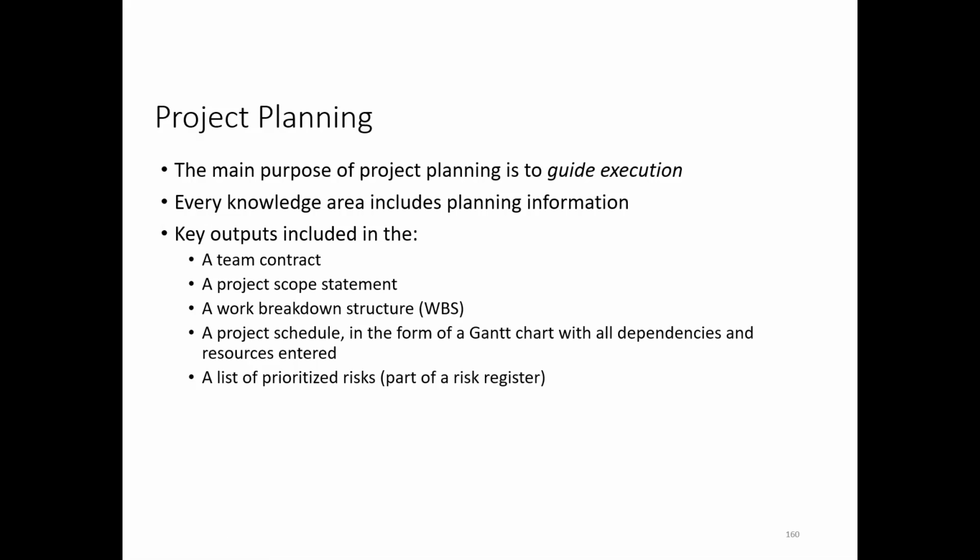The first 3 chapters are for the process groups. We have 5 process groups: initiation, planning, execution, monitoring and controlling, and closing. So these 5 process groups are discussed in the PMP guide's first 3 chapters, which I'm discussing now.